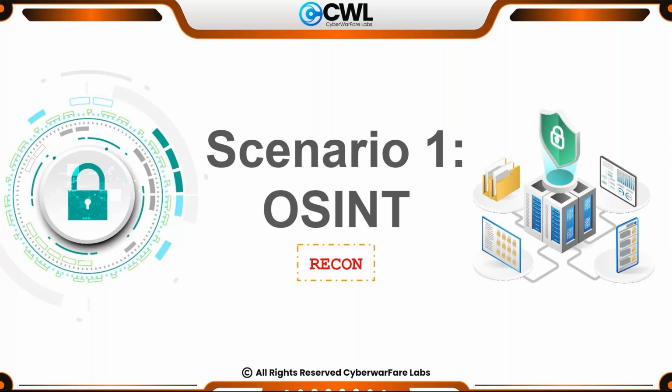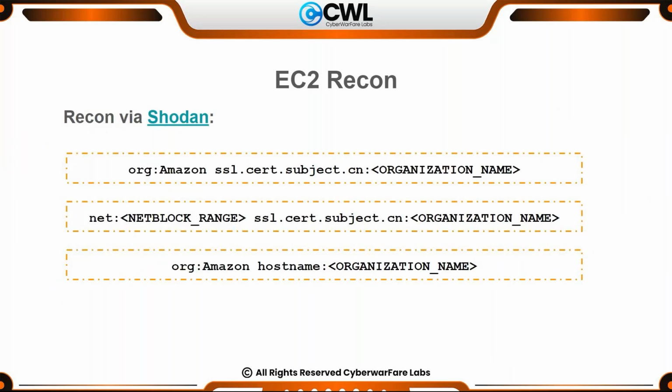So let's kick off with our first service, which is EC2. We have already covered EC2 and its tasks. Now let's delve into the gathering part, like gathering publicly available information about EC2. We can identify publicly accessible instances through tools like Shodan. Here you can see some of the Shodan queries to gather information about EC2.